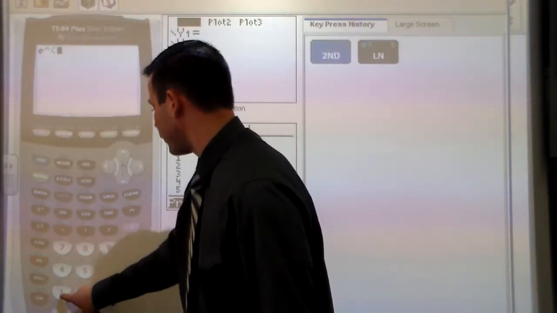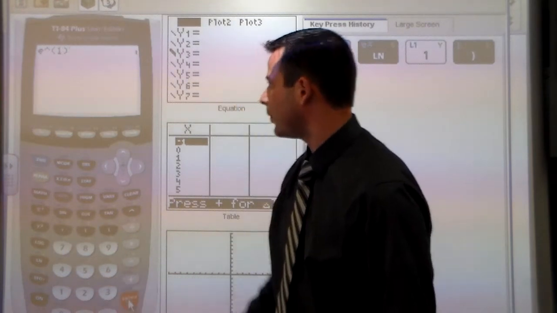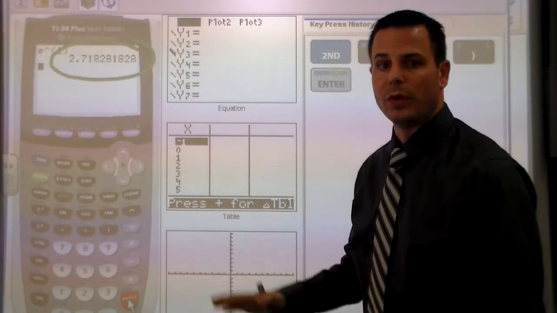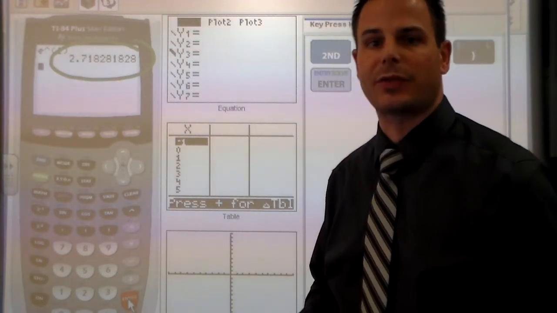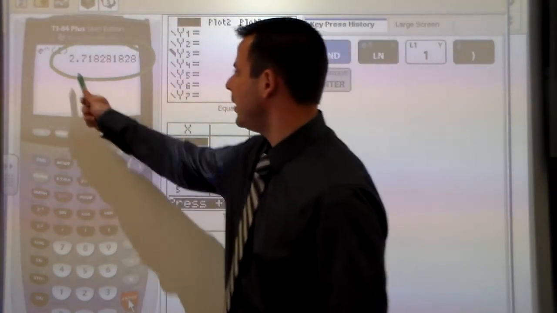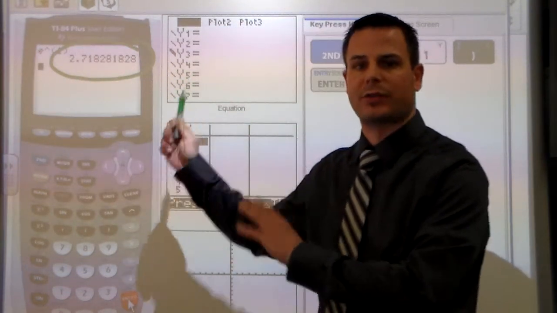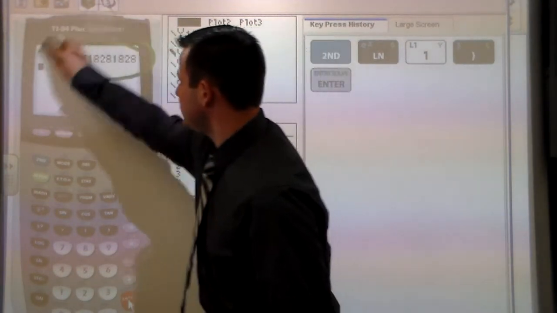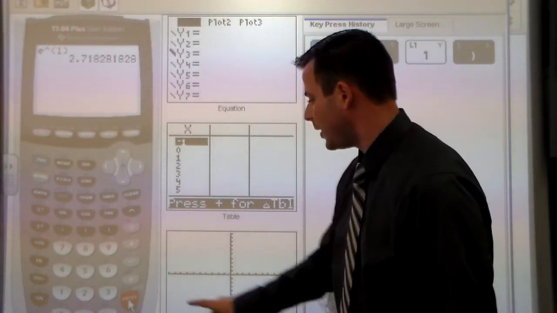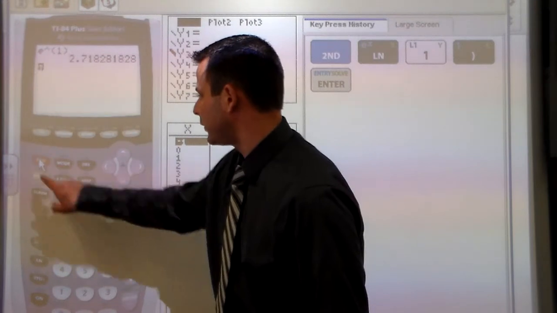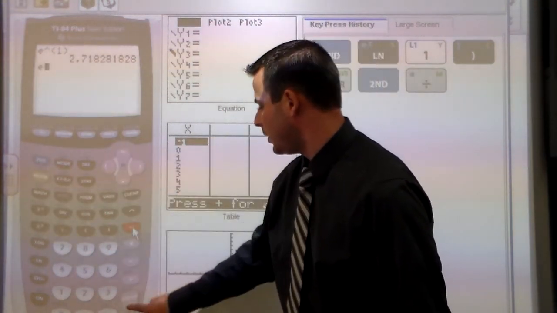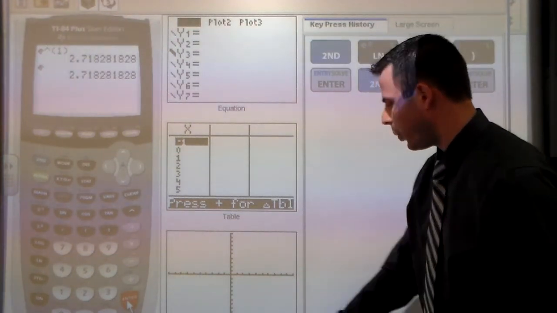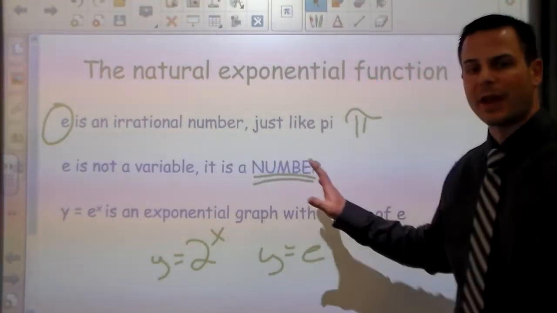So e to the first power, let's see what e is even equal to. Now you can see that e is an irrational number, which is approximately 2.718. Just like pi is 3.14, e is 2.718 and change. It's irrational, so it goes on forever. Also, there is an e button. That's just e, not to any power, and that's second divide. Second divide will give you e. If you push enter, it'll return e's value for you. So it's important to remember that e is not a variable, it's a number.